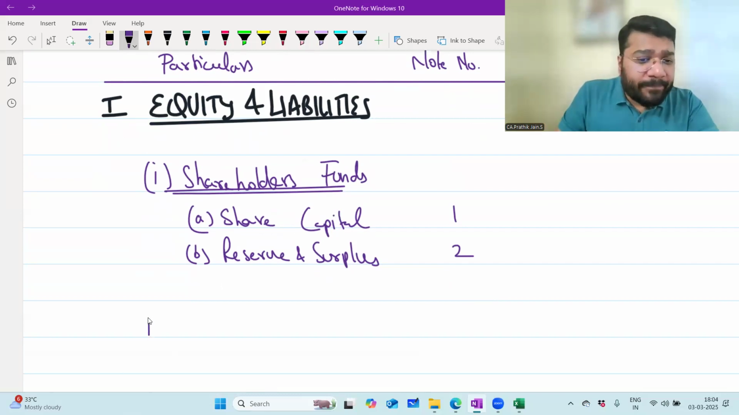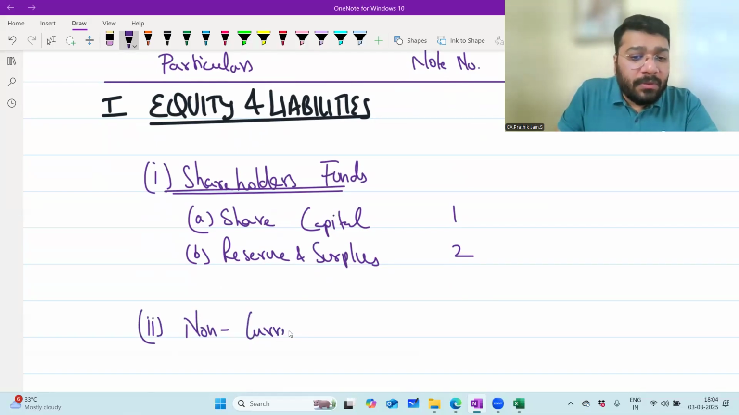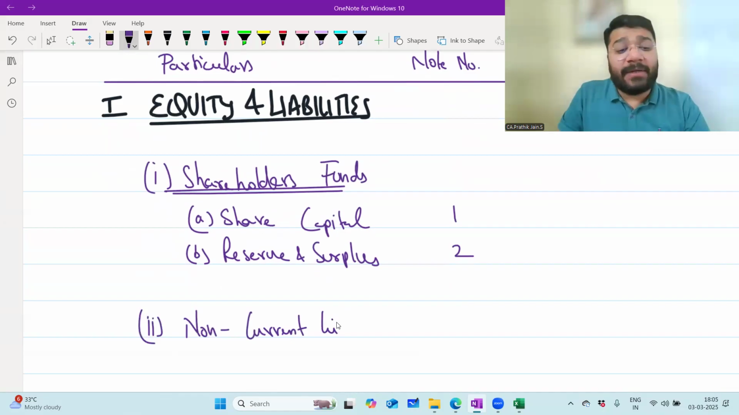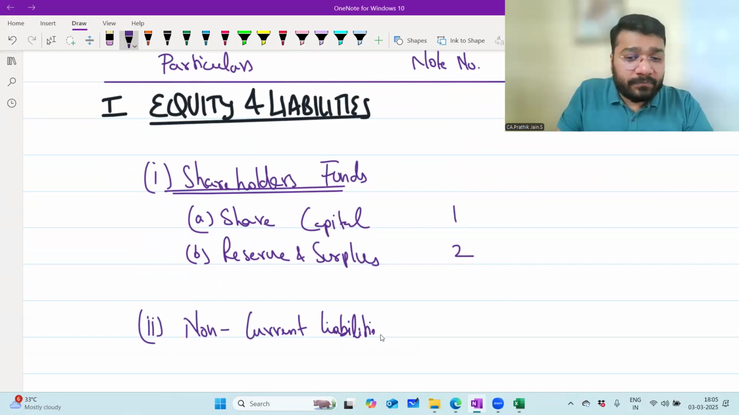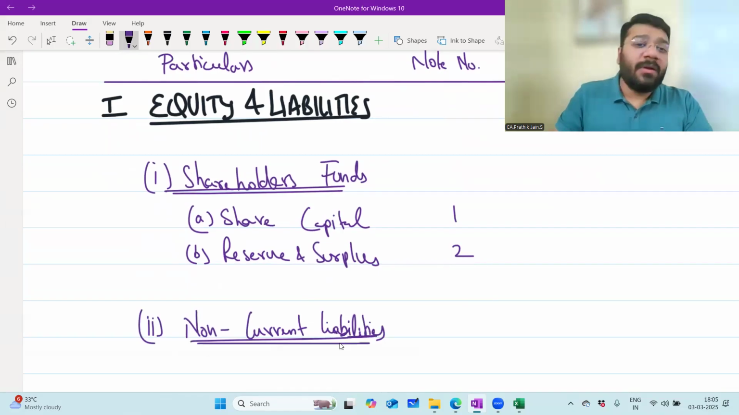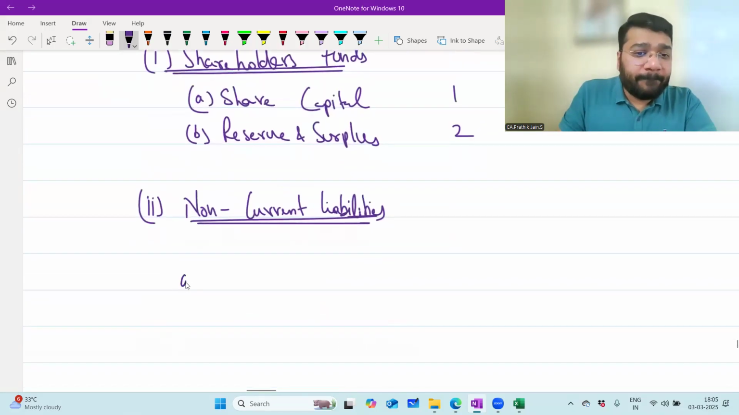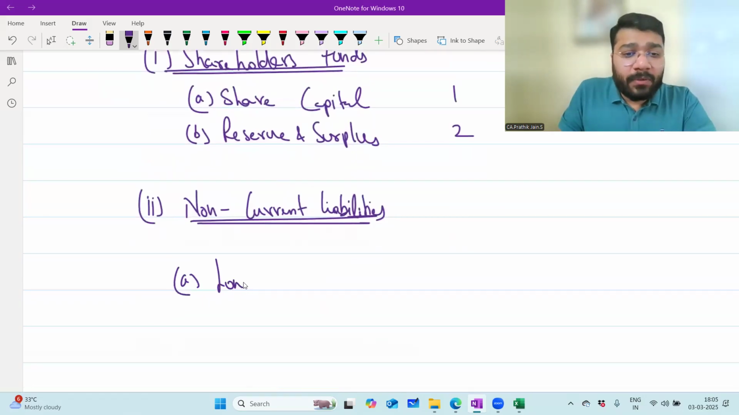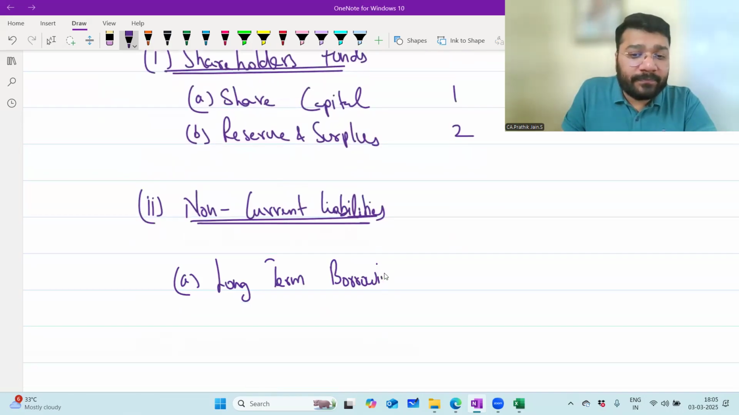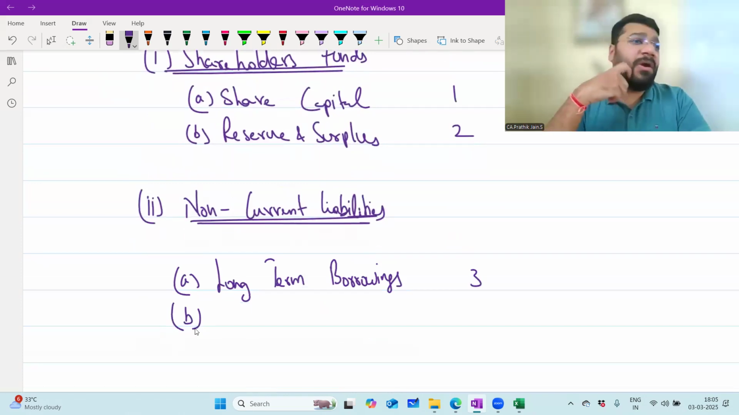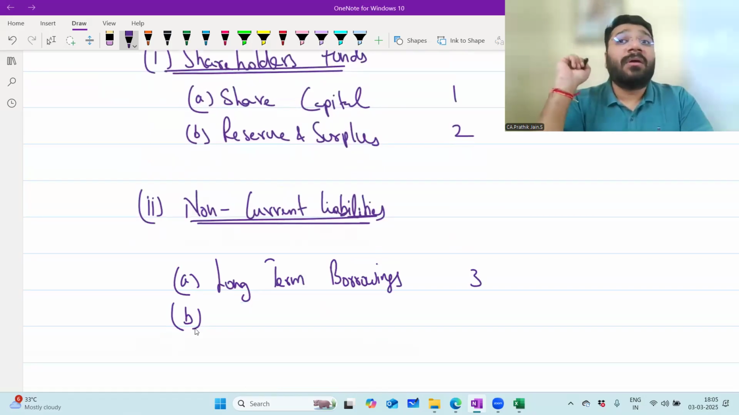That next is what? Non-current liability. Is it liability or liabilities? Under that, what is A? Very good. Long-term borrowings. Note number is required? Yes, we have a bifurcation. B is what? Deferred tax liability net. Do we need to give it here? Not required. Next is what?